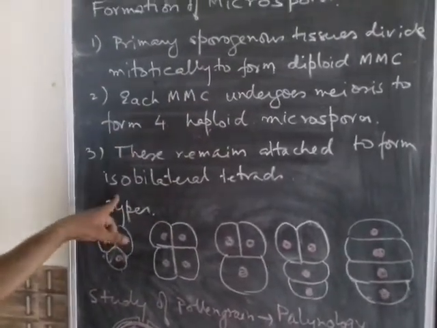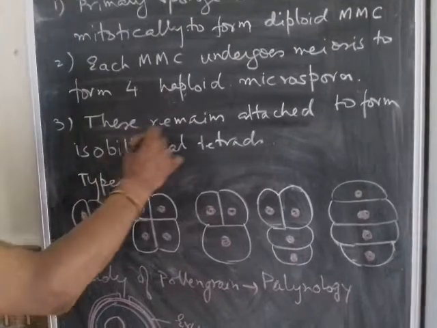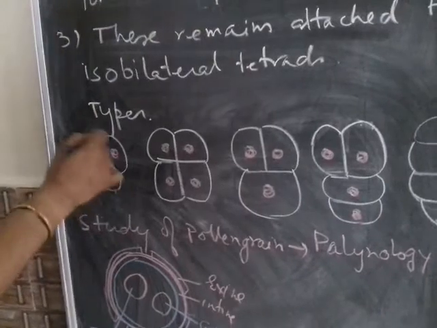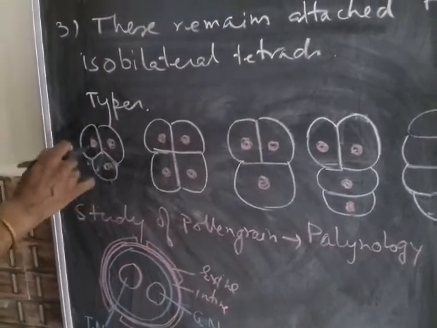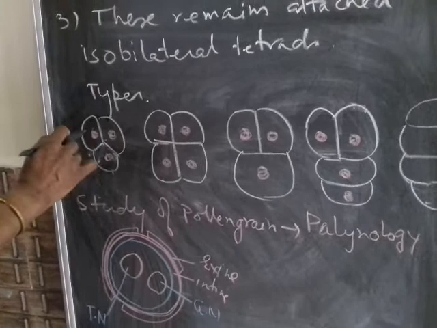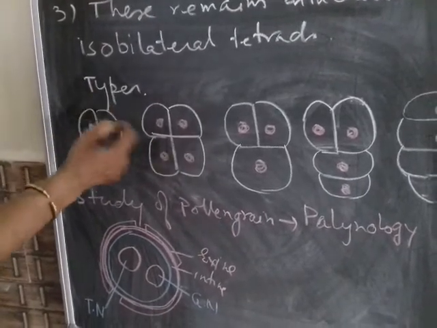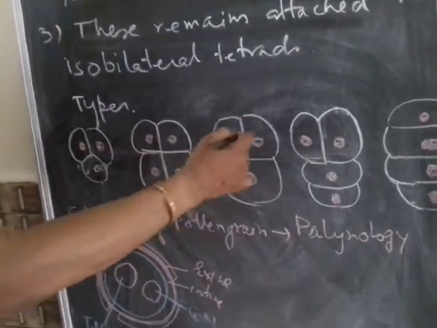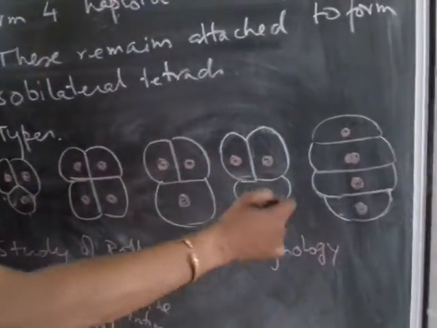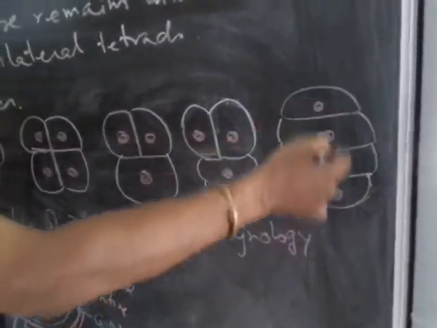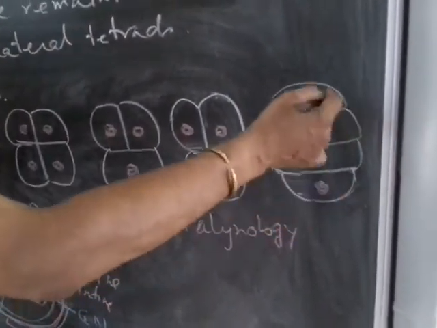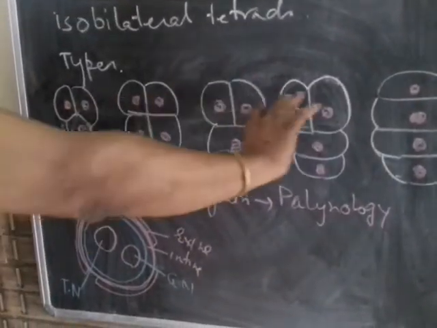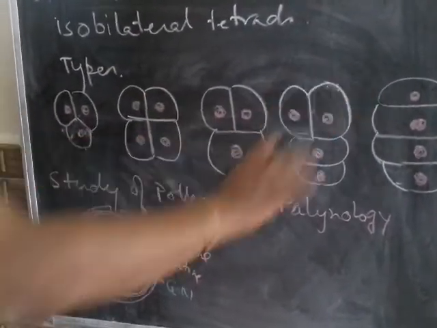Now these are called isobilateral tetrads, where the microspores remain attached. Initially, the pollen grains are attached like this. Here you are seeing three, but there are actually four: 1, 2, 3, and one on the reverse side. Here they are lying on the same plane. This is a type of parietal arrangement. Here it is T-shaped, so you can see the different arrangements. Here there is a linear arrangement of the microspore tetrad. These are the different types of arrangement of the pollen tetrads.